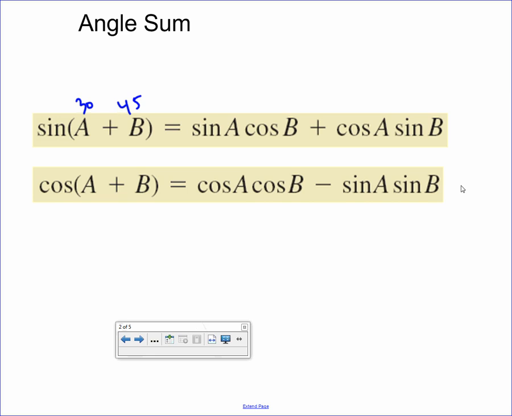So what I can do is split numbers into numbers that appear on the unit circle, and then I would apply these two formulas. If I'm trying to find the sine of 75, I would use the formula sine A cosine B plus cosine A sine B, and that's multiplication happening there. For cosine, the formula is cosine A cosine B minus sine A sine B.